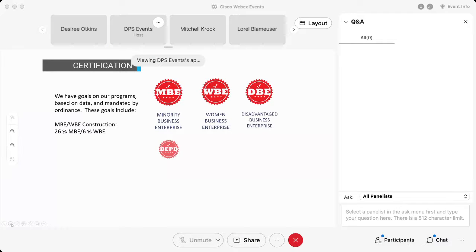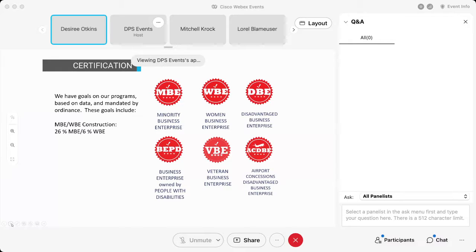What we're going to do today is start off with talking about the types of certification, criteria, eligibility, and processes. You notice the city of Chicago hosts 6 different certification types. 4 of those are underneath our local program, which is the Minority and Women Business Enterprise, the Business Enterprise owned by people with disabilities, and our latest certification, which is the Veteran Business Enterprise. And then we also host federal certifications underneath the Disadvantaged Business Enterprise and the Airport Concessions Business Enterprise.